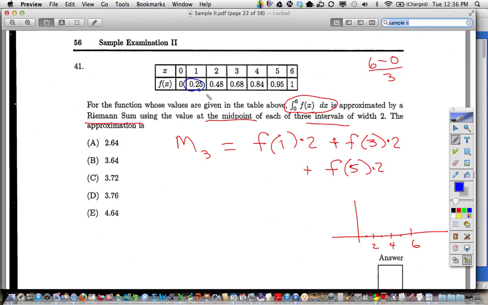Grab the numbers. Yeah, there's f of 1, there's f of 3, there's f of 5. So you multiply each one of those by 2. This is a calculator problem even. And you get D, I believe.